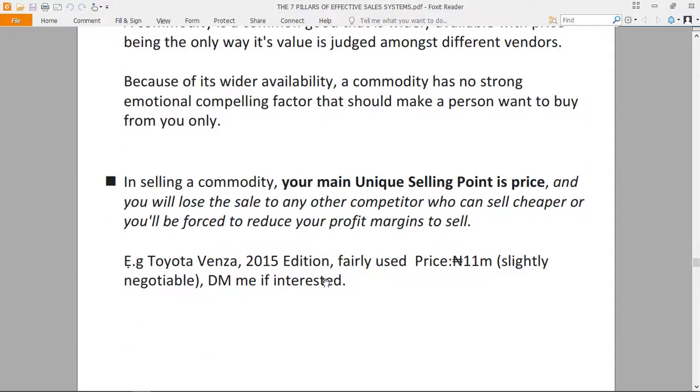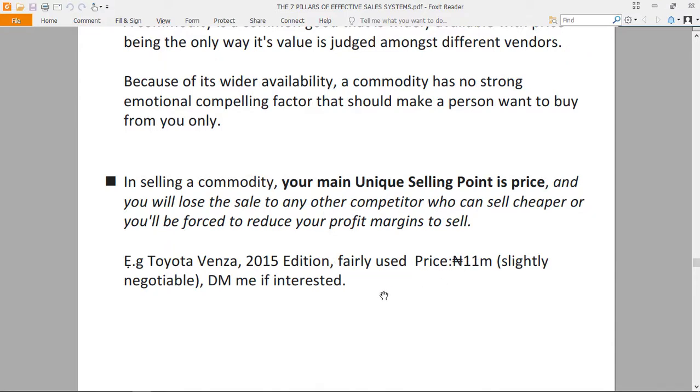All right, so here's an example. Somebody comes on Facebook and puts up a fairly used Toyota Venza 2015 edition, and he puts the price at 11 million naira, slightly negotiable, DM me if interested. Now, the only thing that appears compelling here is the price. So maybe in the market somebody is selling at 11.5 million, or 11.2 million, and he comes and says he wants to sell at 11 million.